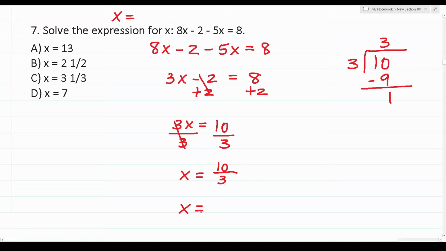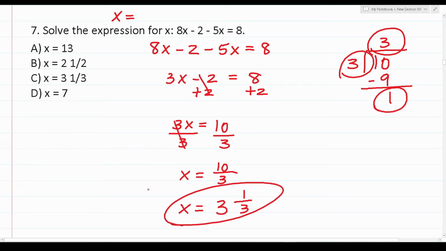At this point, we have enough to convert this improper fraction into a mixed number. Again, this 3 is going to be our whole value. This remainder of 1 is going to be our numerator. And this 3 is going to be our denominator. So the answer to this one is C, x equals 3 1/3.